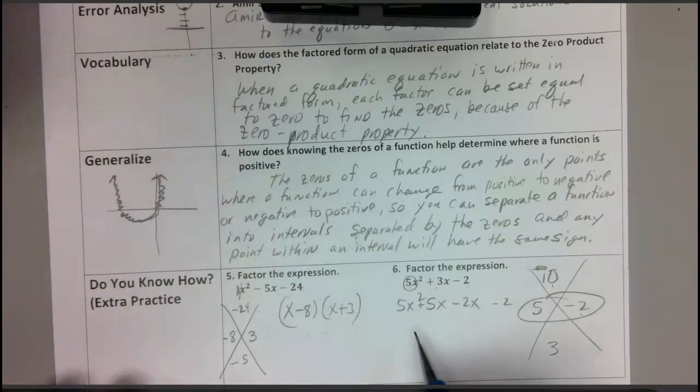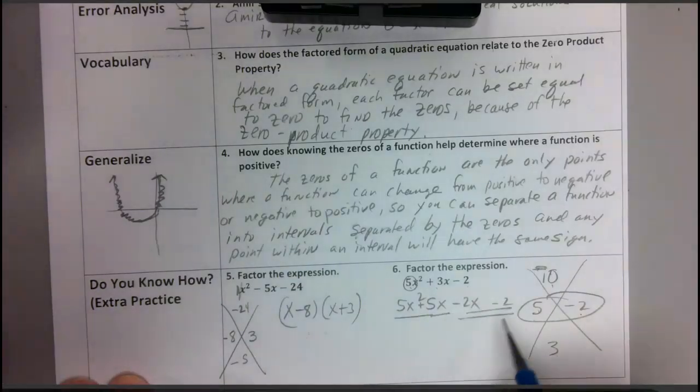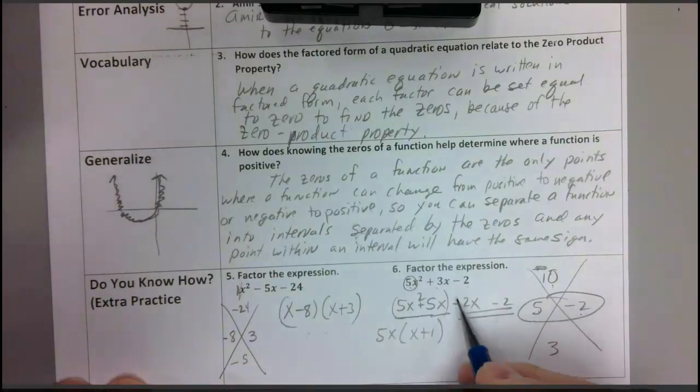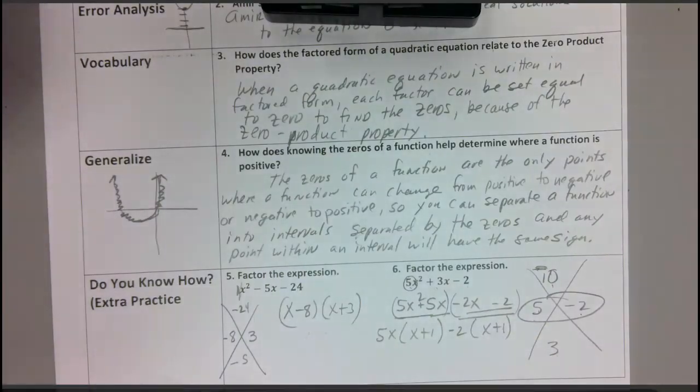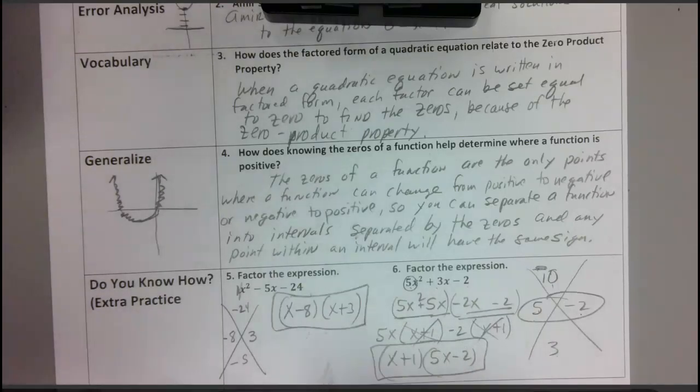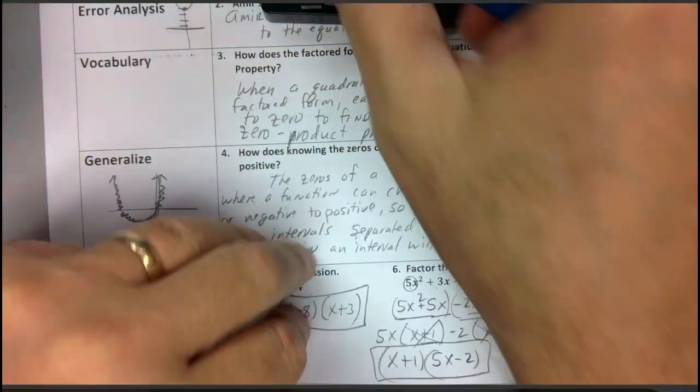Okay? Then group these two together and group these two together, so I can factor out of this one a 5x, which gives me x plus 1. And then these two here I can factor out a negative 2, which also gives me x plus 1. Then I take the x plus 1 out, and that leaves me 5x minus 2. And there it is. Okay? I was just factoring on those.